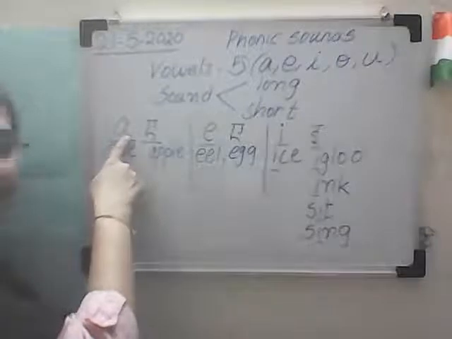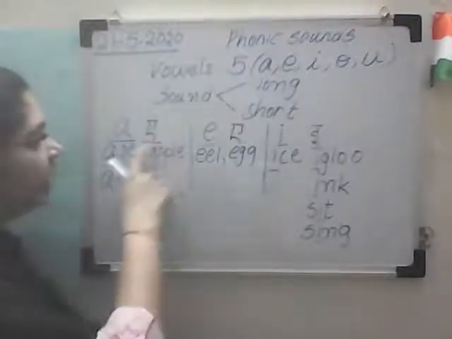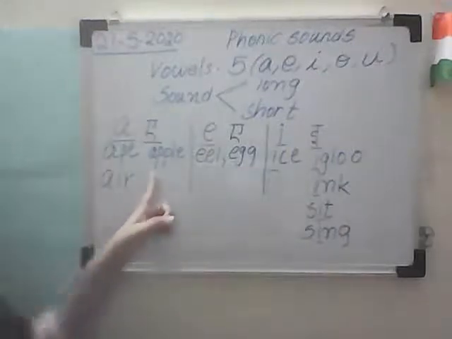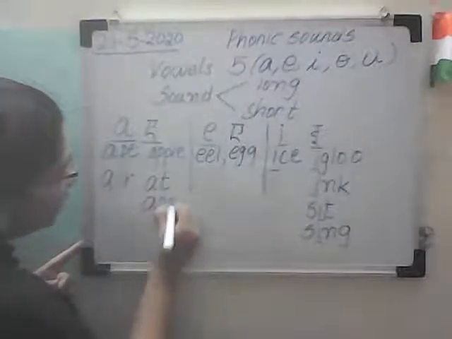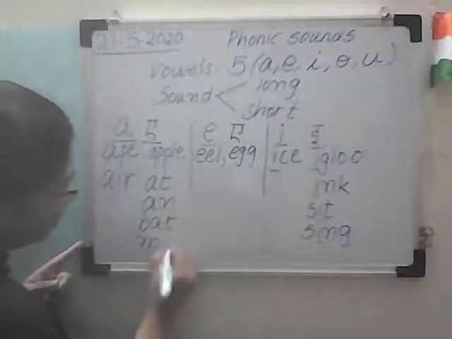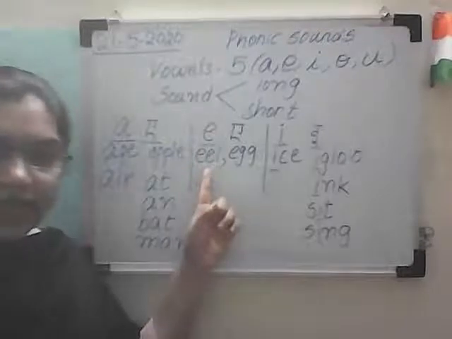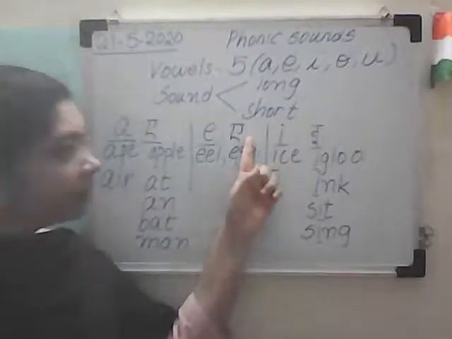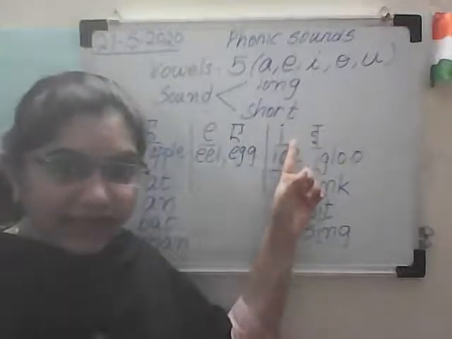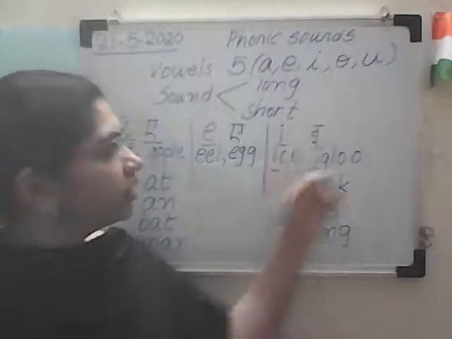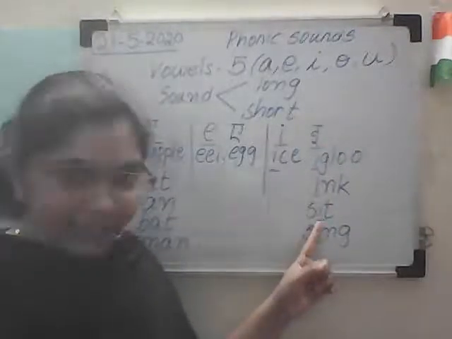Sound of short vowel sound of A is A, your Hindi letter A, in apple, at, am, bat, man. And E: long vowel sound for E is eel, and short vowel sound for E is E. Long vowel sound for I is I, ice. Short vowel sound for I is E: igloo, ink, sit, sing.